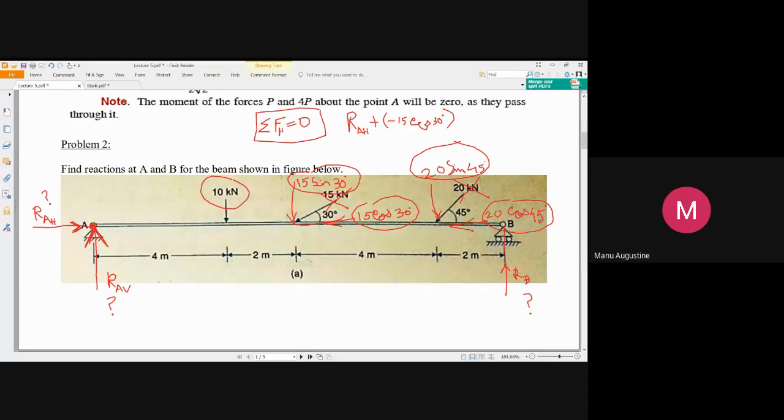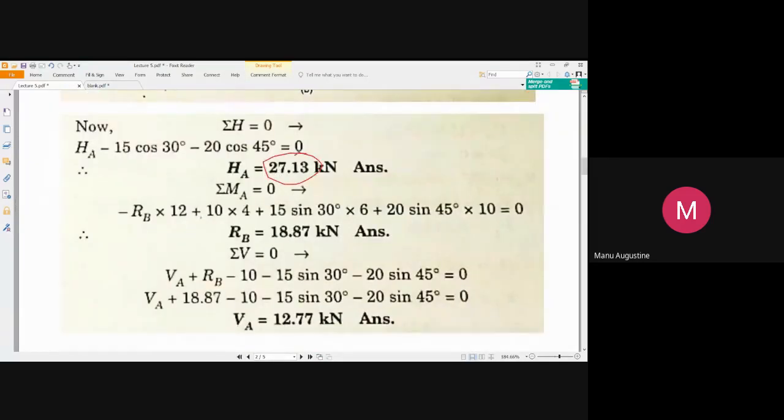Another horizontal force is 20 cos 45, again in the left side direction. So summation plus, but the force is negative, so minus 20 cos 45. And now the sum of all these forces must be equal to 0. So as you can see, by applying this single equation, you will eventually come out with the answer of RAH. Because all the other values are known, you can take it to the other side of the equation, to the right side, you will get RAH. And the correct answer is this, 27.13 kilonewton.